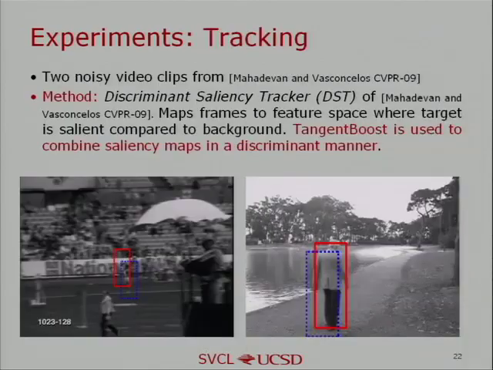We've also done experiments on tracking, and we used the discriminant saliency tracker of Mahadevan and Vasconcelos CVPR 09, and we used tangent boost to combine the saliency maps in a discriminant manner. Here in these two tracking examples, the red box is for when the tangent loss is used to do tracking, and the dotted blue is when the exponential loss, which isn't robust, is used.